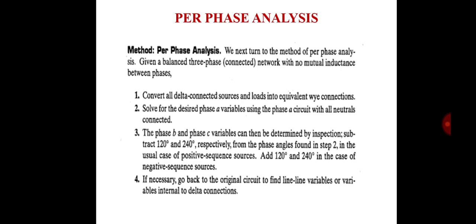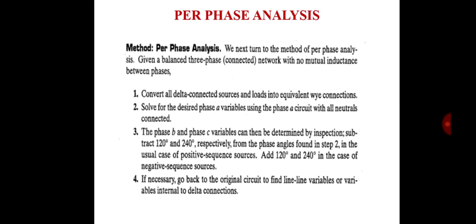So solve the desired phase A variable using the phase A circuit with all neutral connected. First we find the variables of phase A. Then after that we find B and C. So we see the phase B and phase C variables can then be determined by inspection.